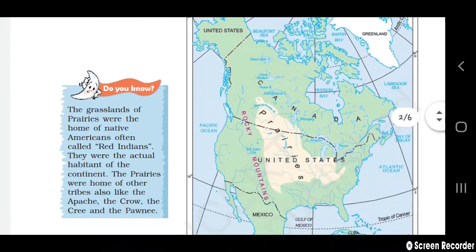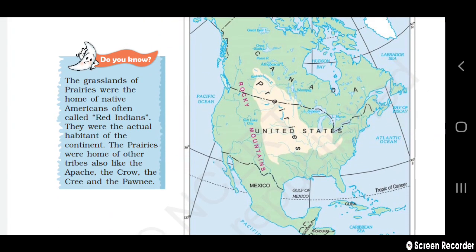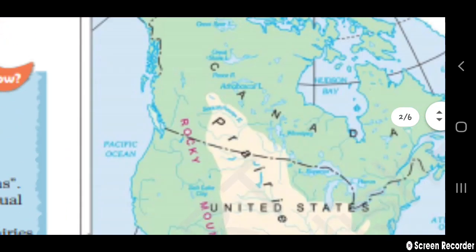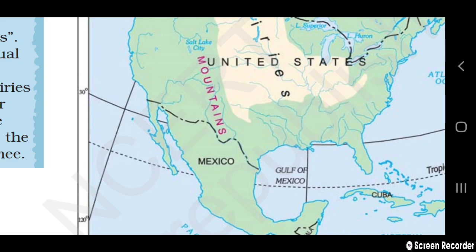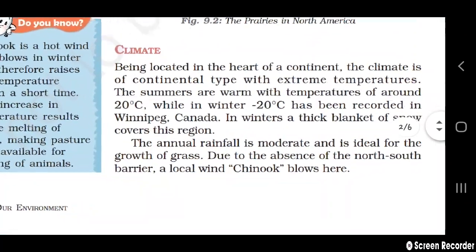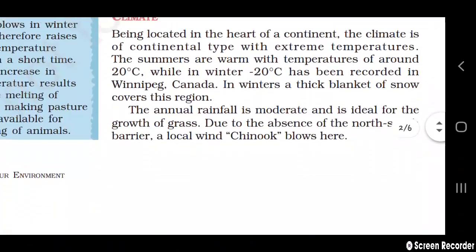Next, in this picture you can see the United States of America, the Rocky Mountains. You can see grasslands and rivers. See how many rivers flow there. Next, climate. The prairies in North America, you can see. Here is the map they have given.